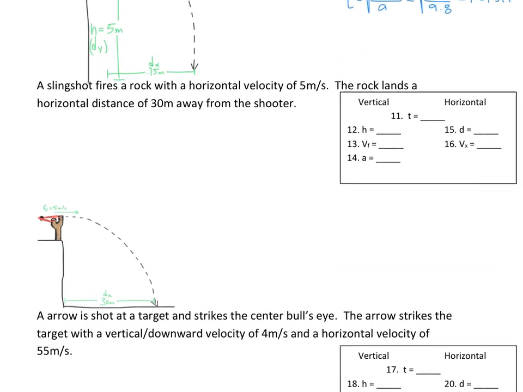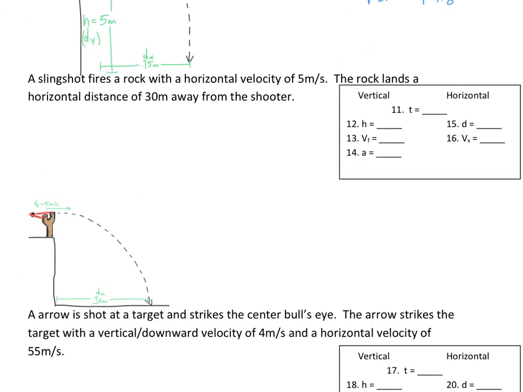In my next problem, I have a slingshot firing a rock with a horizontal velocity of 5 meters per second. The rock lands a horizontal distance of 30 meters away. So here's my slingshot shooting horizontally 5 meters per second following a parabolic curve, and it lands 30 meters away from where it was shot from.